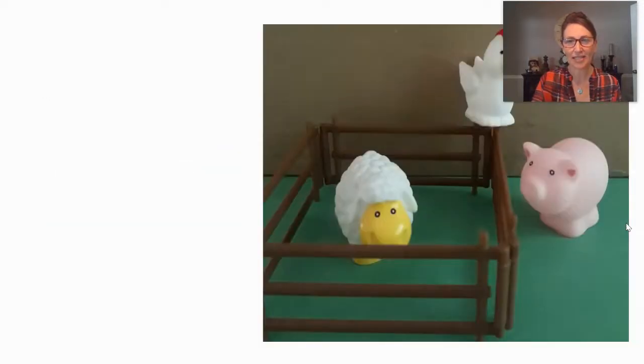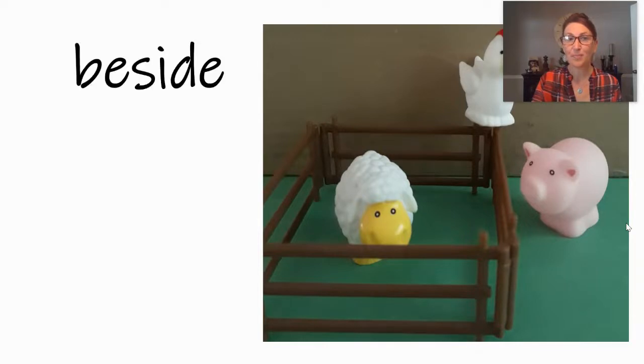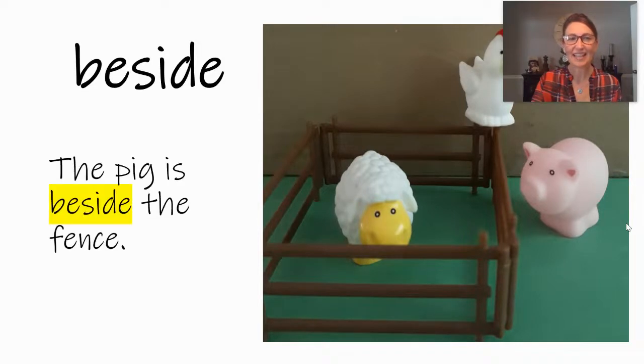Here's another one. Where is the pig? Beside. The pig is beside the fence. Or you could say the pig is beside the sheep.